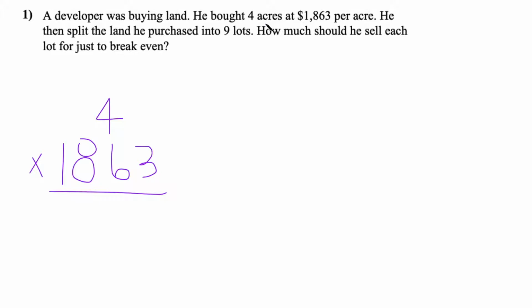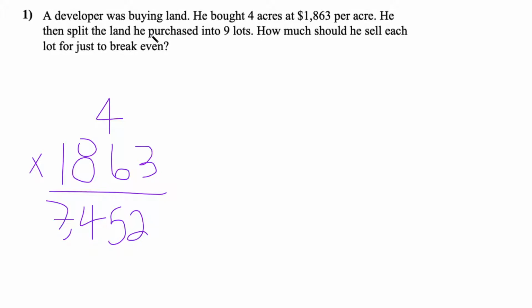So we can pull out our calculators to do 4 times $1,863, and we are going to get a total of $7,452. So that's how much he spent on all 4 acres. So that's the first part of this problem. Now, he then split the land he purchased into 9 lots. How much should he sell each lot for just to break even?